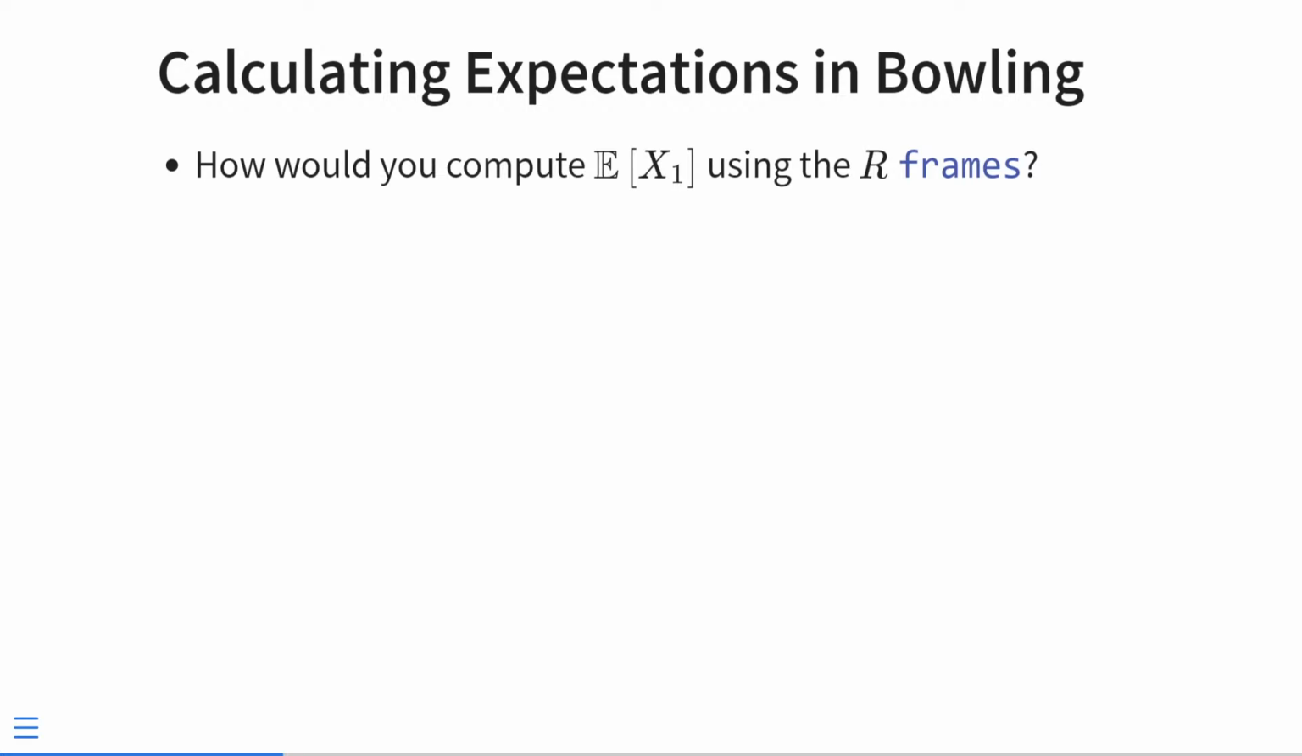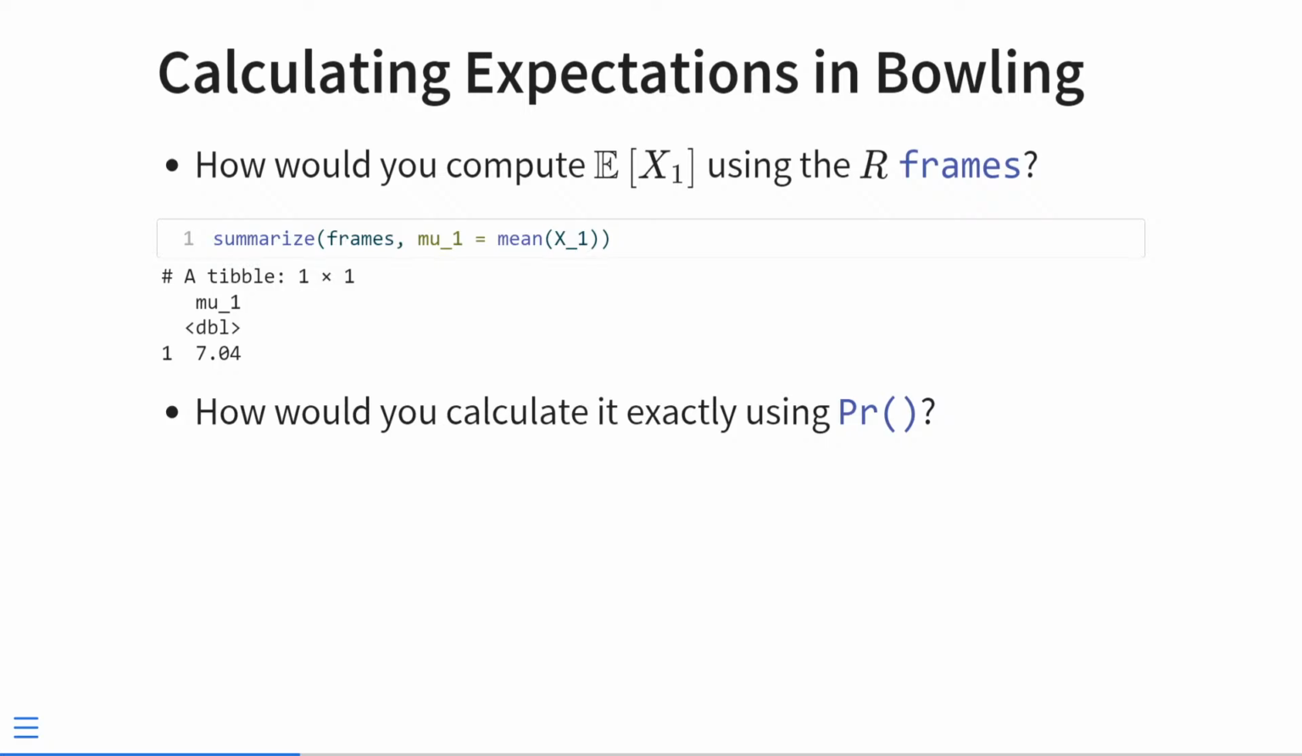Isn't it something like summarize, and then you would put the frames data frame, comma, mean equals x1? So you can summarize the frames database, call mean of x1. That's technically an estimator of an expectation, but you're estimating it with 10 million values, so this is going to be extraordinarily close to the true expectation. You get a value of 7.04. And then how would you do it the ancient way? Using the PR function.